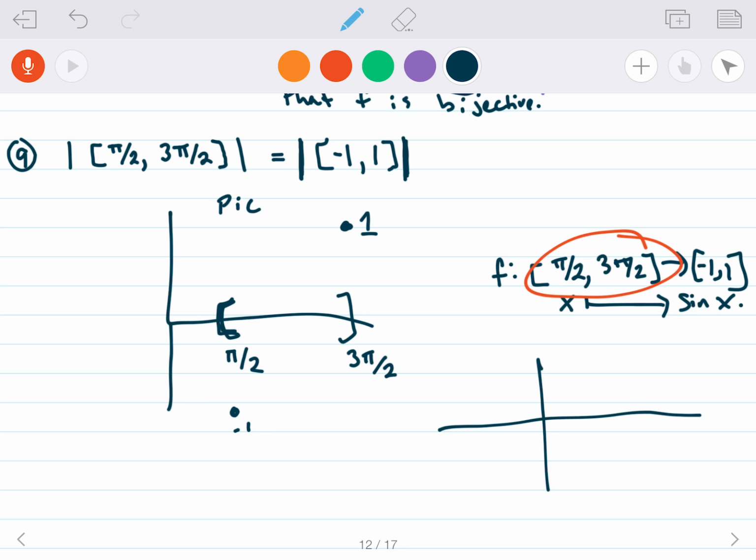So our sine function, going from pi over 2 to 3 pi over 2, starts at 1. At pi, we're going to have 0, and we're going all the way to 3 pi over 2, which is at -1. And so this is our curve representing f, and it's not hard to argue that this thing is injective and surjective, so I will refrain from doing that here.